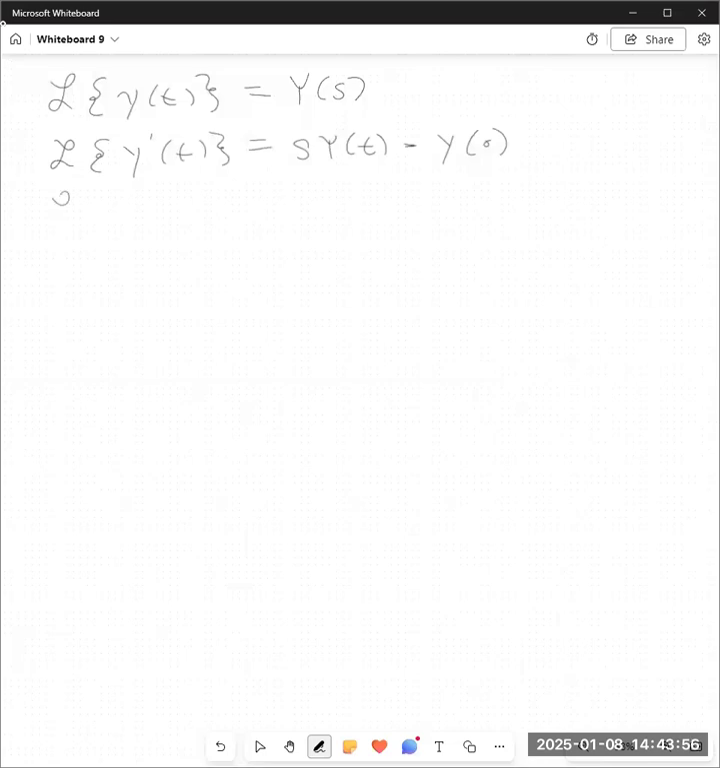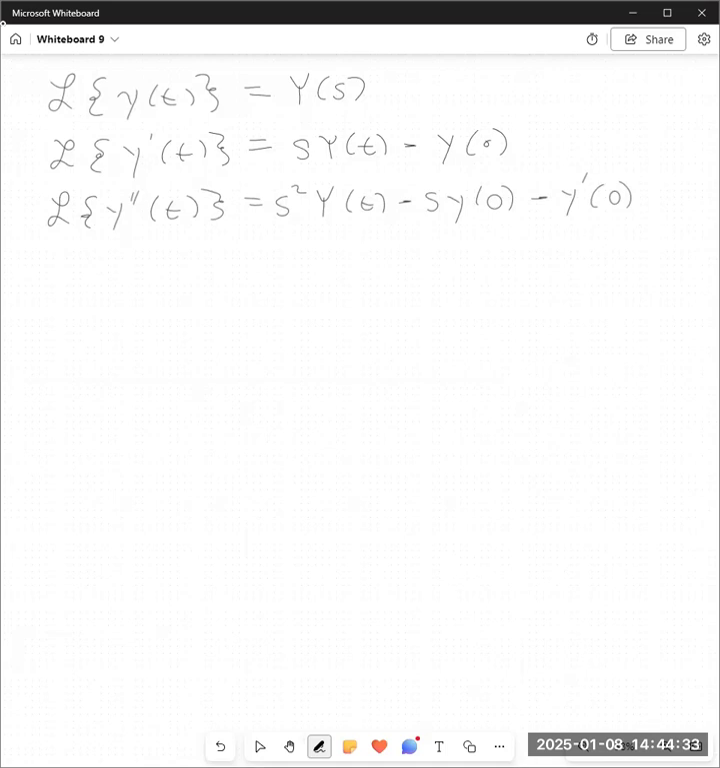One more before I get to the generic form. So y double prime of t, when I take the Laplace transform of that, it's going to be s squared capital Y of s minus s y of 0 minus y prime of 0. So the higher the derivative is here, the more derivatives that I need defined at 0. I always need one less derivative defined than this derivative.